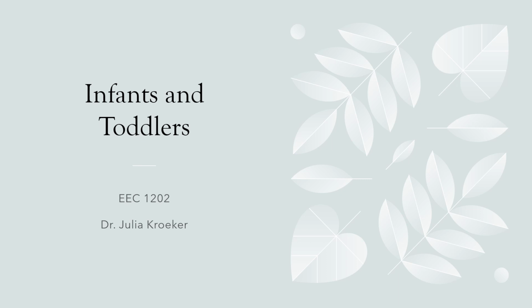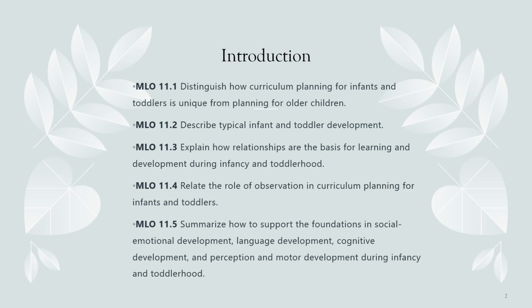Throughout most of this course, we have been looking at curriculum planning for preschool children ages 3 to 5. In this module, we'll look specifically at planning curriculum for infants and toddlers. These are the module level objectives for the infant and toddler module. And as you've probably noticed, I'm not going to go over these in depth because there are other resources in the module, including the textbook, to help walk you through these objectives, especially the typical development.